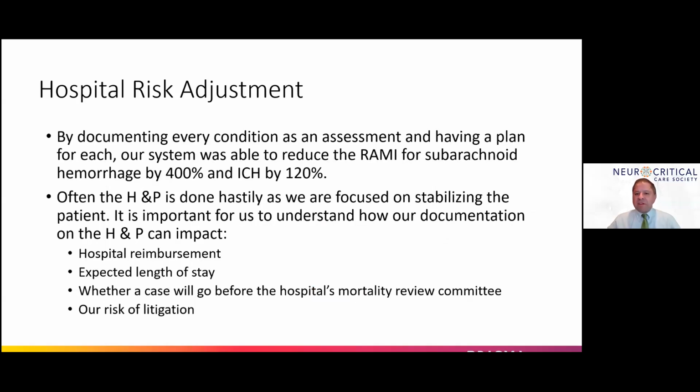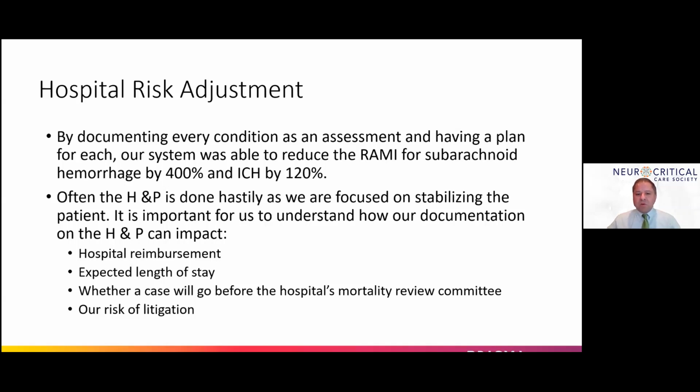By documenting every condition as an assessment and having a plan for each, our system was able to reduce the RAMI for subarachnoid hemorrhage by 400% and ICH by 120%. So you can see that the documentation on the H&P matters. Often the H&P is done hastily as we are focused on stabilizing the patient. It is important for us to understand how our documentation on the H&P can impact hospital reimbursement, expected length of stay, and whether a case will go before the hospital's mortality review committee and our own risk of litigation.